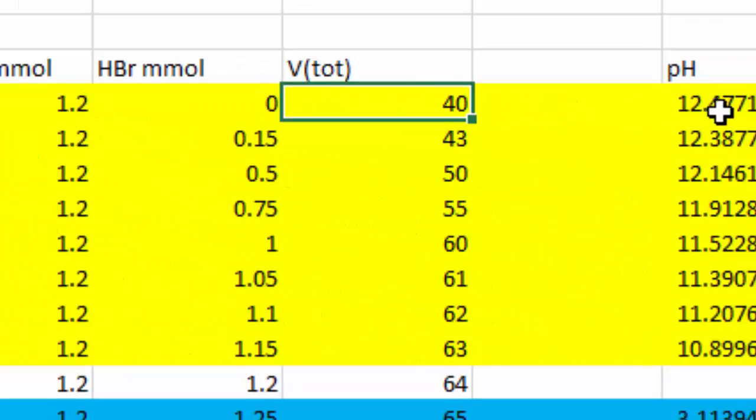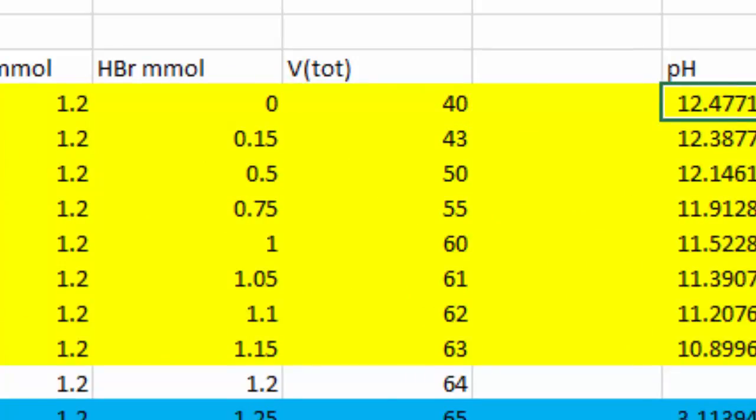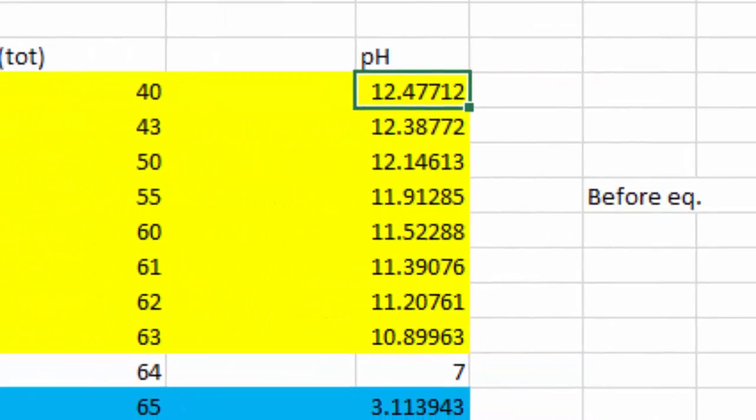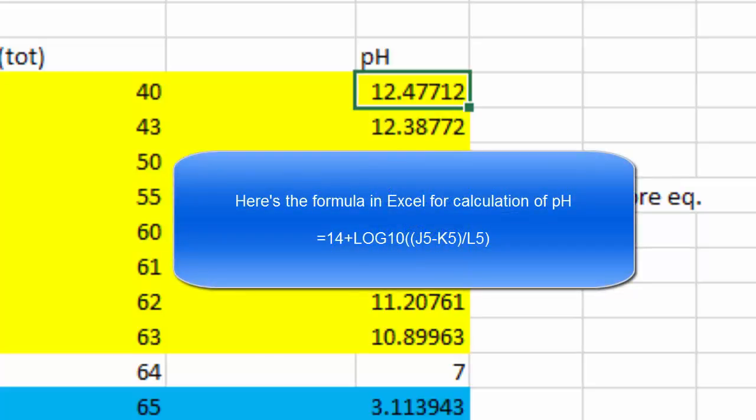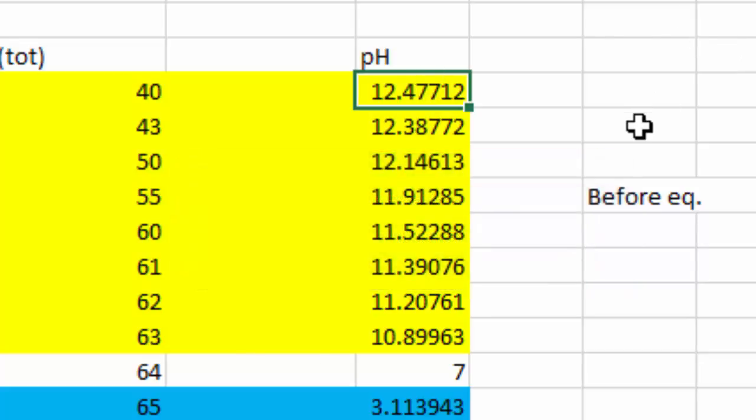And then finally I calculate pH. I subtract, just like the calculation I showed in the PowerPoint file: I take the initial millimoles of hydroxide and subtract the number of millimoles of hydrogen ions to get the amount of hydroxide remaining. But I divide that by the total volume. Then I take the log base 10 of that to get the pOH and then calculate pH. So here are my calculations for those remaining points before the equivalence point.